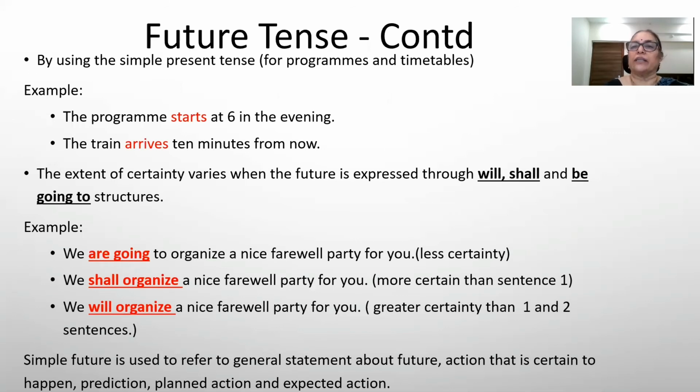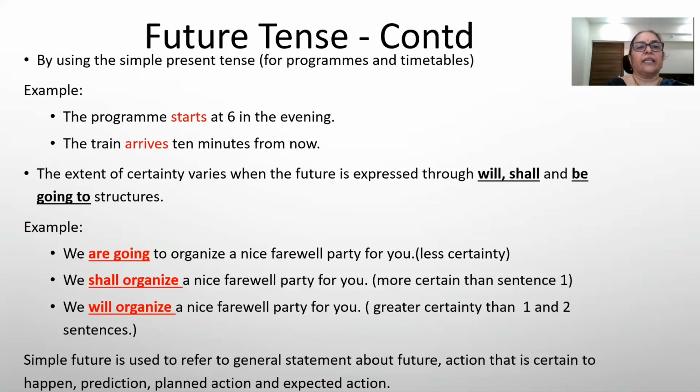Next, future tense, continued. We can also use the simple present tense for programs and timetables. Example: the program starts at 6 a.m., and the train arrives 10 minutes from now. Here we are describing something which will happen in future, but we are using the simple present tense form for the programs and timetables which will happen.